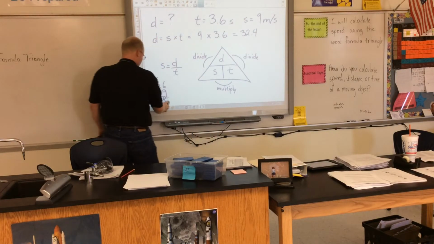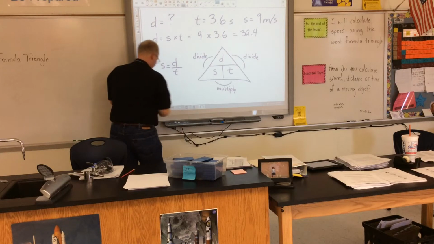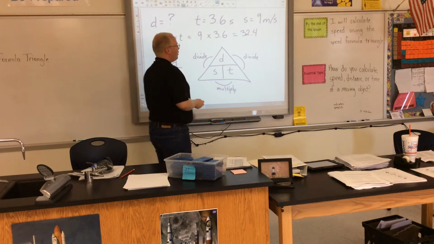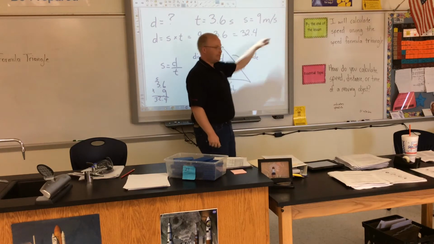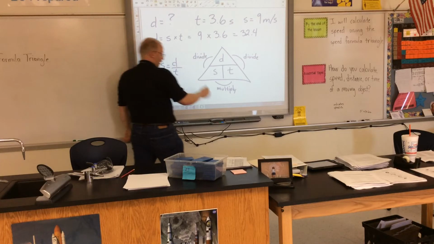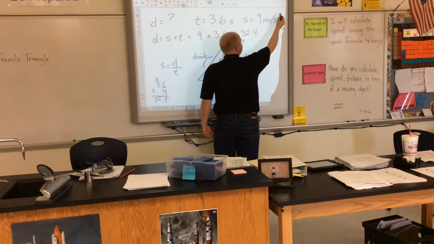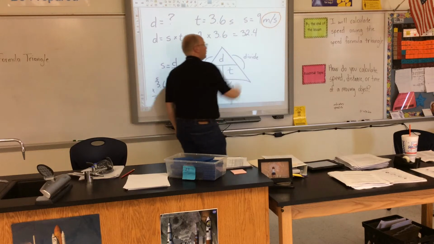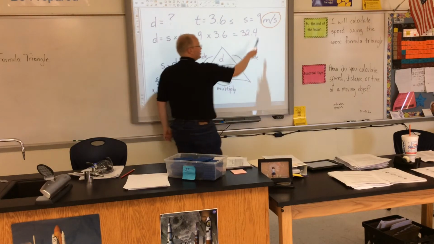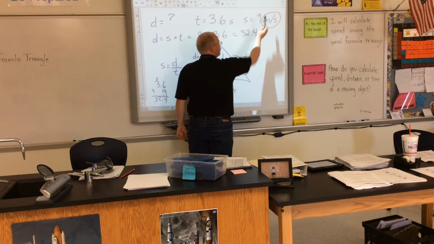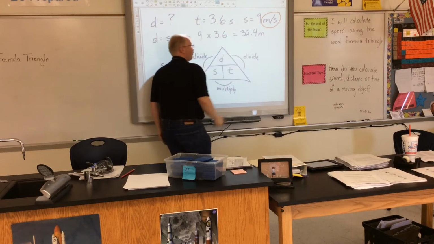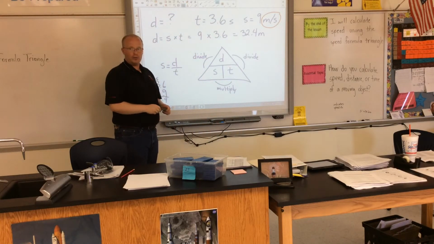Kind of messy down there. There we go. 32.4, but now we need a unit. It's 32.4 what? Well, I'm looking for a distance. To find the unit, I can go to the speed. Speed gives me both the distance and the time unit. I want to know which one's the distance unit. In this case, because seconds has to be time, my distance unit is m. So my distance is 32.4 meters. That's how far I would go.